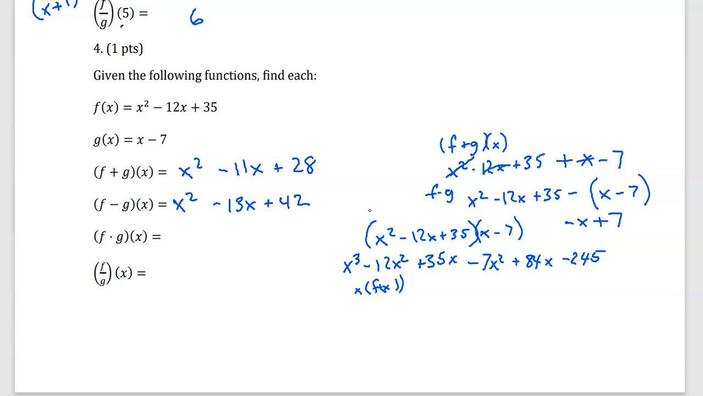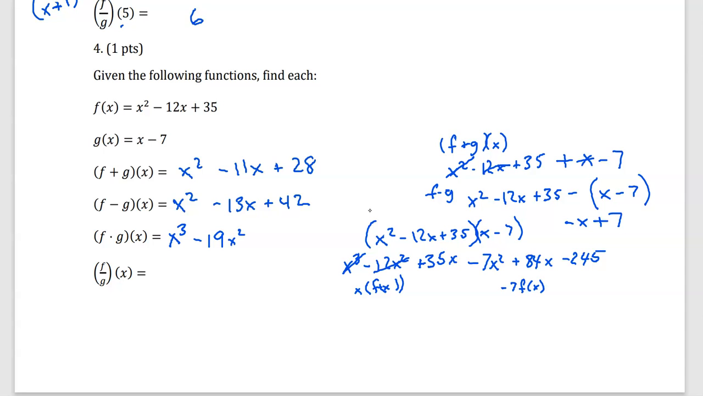Now, let's combine the two. So this part here is the minus 7 times f of x. That's what all that becomes. Now we put all our highest powers together. There's only one x cubed, so we have an x cubed. And then we have minus 12x squared minus 7x squared. That becomes minus 19x squared.